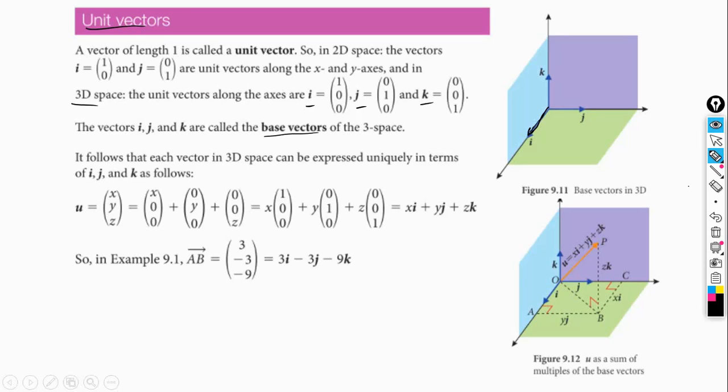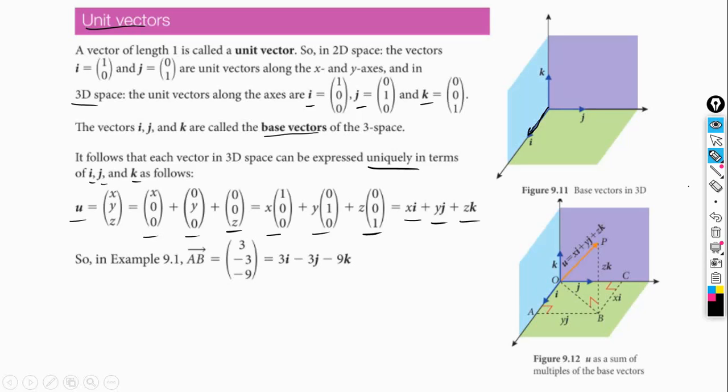Now, it follows that each vector in 3D space can be expressed uniquely in terms of i, j, and k. So notice that if you have a vector u defined as (x, y, z), you can express this as a sum, as you can see here. And this can be rearranged as x times this, y times this, and z times this, which is going to be xi plus yj plus zk.